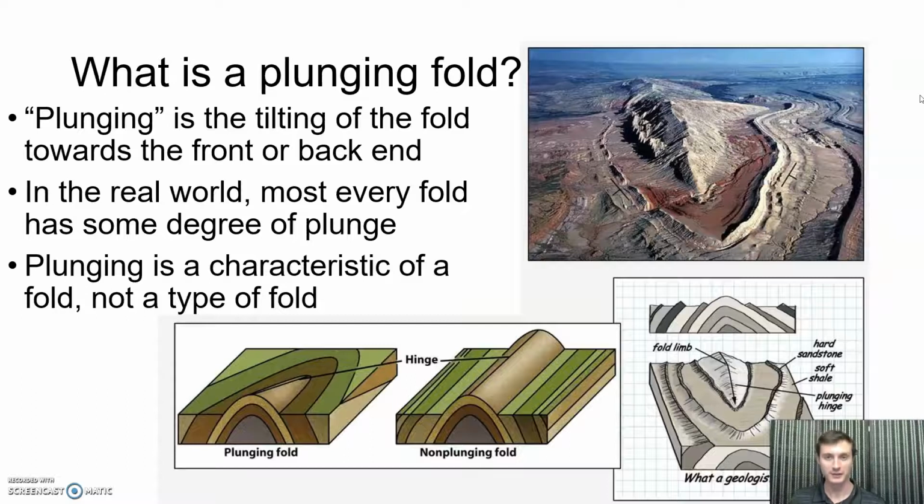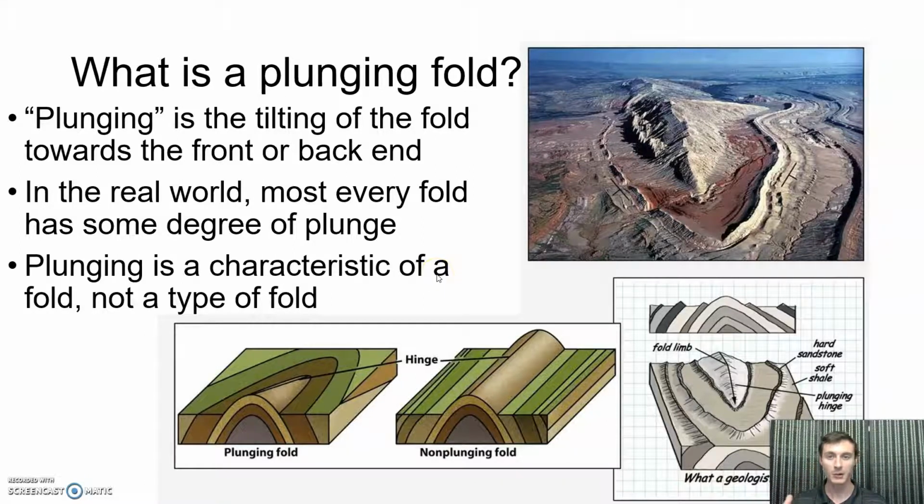So, a plunging fold. We go back to our paper model, right? We have our fold, and then we tilt it forward. And that tilting is called plunge. This is a plunging fold, just like in the diagram here. So it's very rare that folds in nature are perfectly vertical. Almost all of them are going to plunge to a degree.